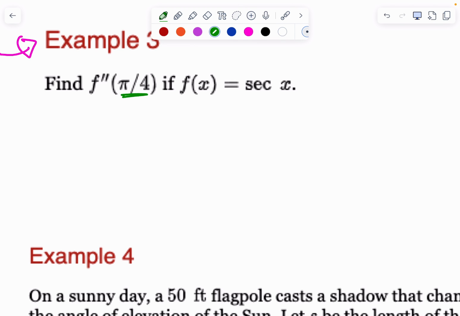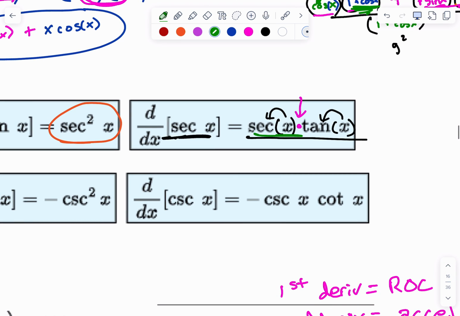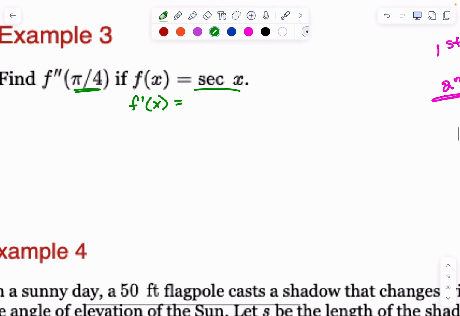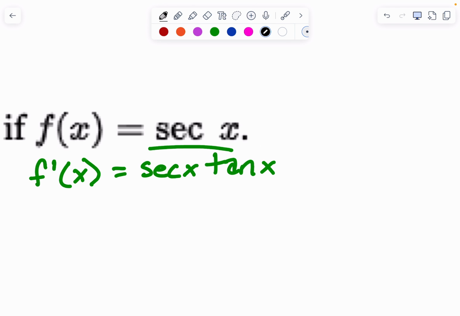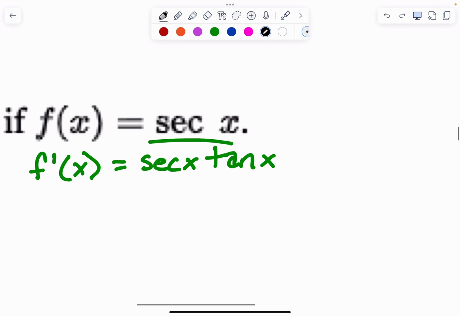We need to do the second derivative, all right? So we're taking the first derivative of secant. That would be just f prime of x, and the derivative of secant is secant tangent. That means secant times tangent, right? So secant of x, tangent of x, okay? Keeping in mind that the x is trapped inside of secant, the x is trapped inside of tangent, and there's a multiplication symbol in between these two. Got it? So now, when we go to do the second derivative, we have to use the product rule, right?